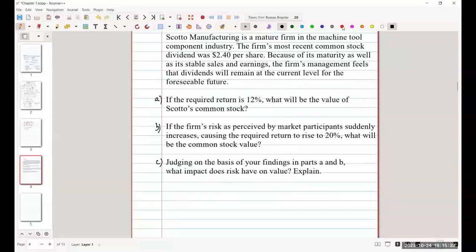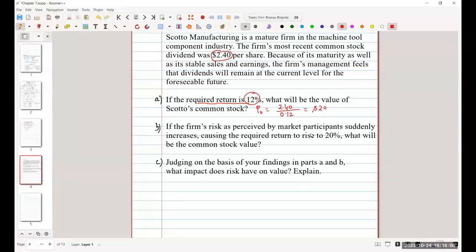Let's just put it here, P0 in this case will be equal to what? This is the dividend, and this is going to remain the same. It's going to become a perpetuity. $2.40 is the value for D. And we divide it by the discount rate, which is nothing but your required return, 12%. So if you solve this, 2.40 divided by 0.12 will give you approximately $20. So $20 is what you should be paying for this share of stock today.